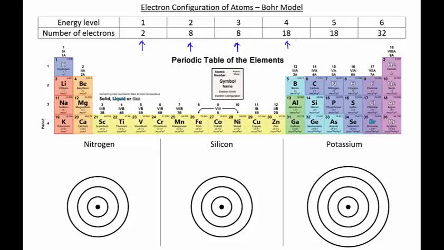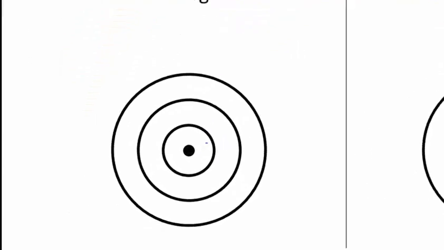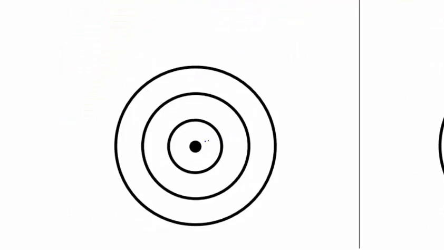Now note, when you get into more advanced levels of chemistry, you'll discover that the third energy level can have up to 18 electrons, which has to do with the subshells and the different levels of energy. We're not going to get into that at this point in time, but just so you're aware of that so you don't get confused.